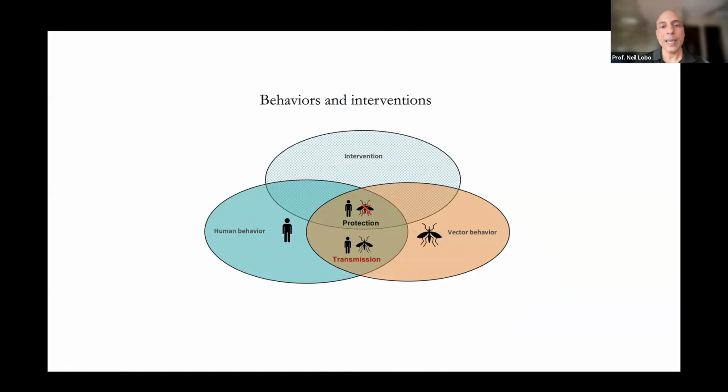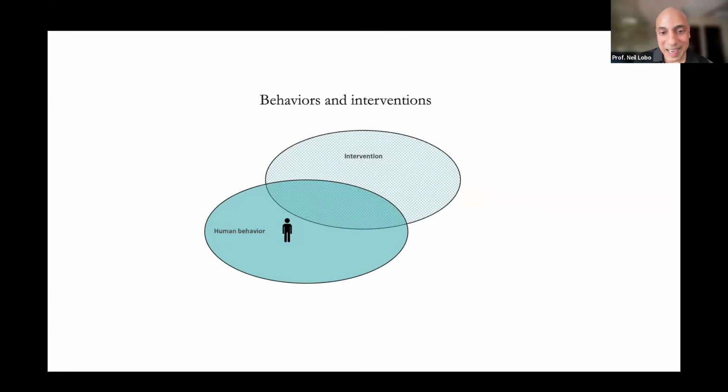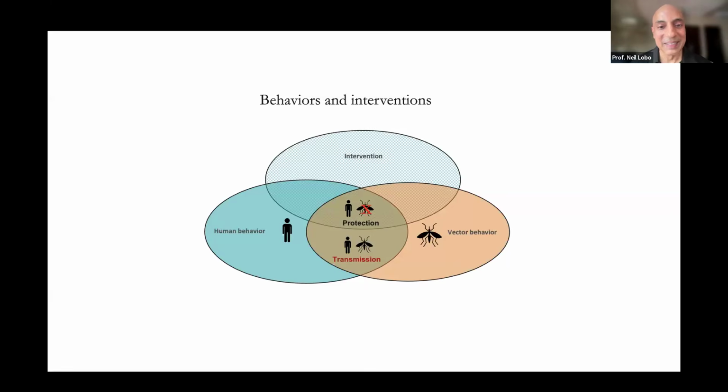So now when we look at behaviors and interventions, I just lost my train of thought. So I hope, perfect. I think I know where I am right now.